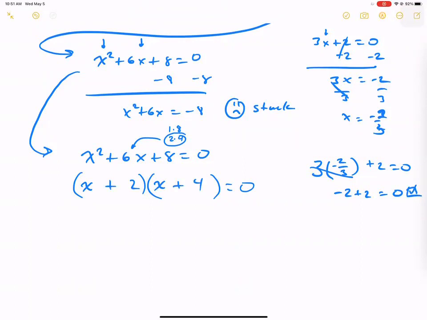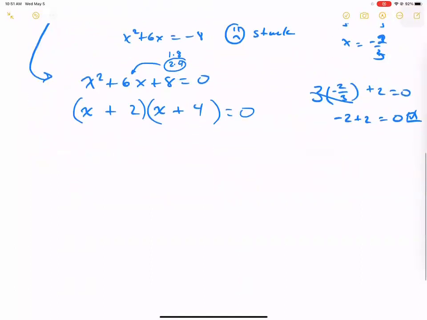Now, these problems become easier. But let me show you this next rule that we need. So here's our next rule. This is a new rule. It's called the zero product property.